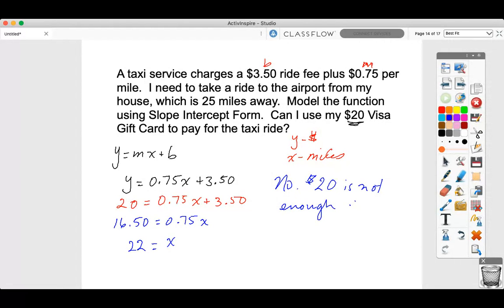Okay. All right. So in the next video, we're going to talk about how to do this in standard form, and then you're going to have a bunch of practice. Okay. So this was point-slope form and slope-intercept form. All right. See you in the next video.